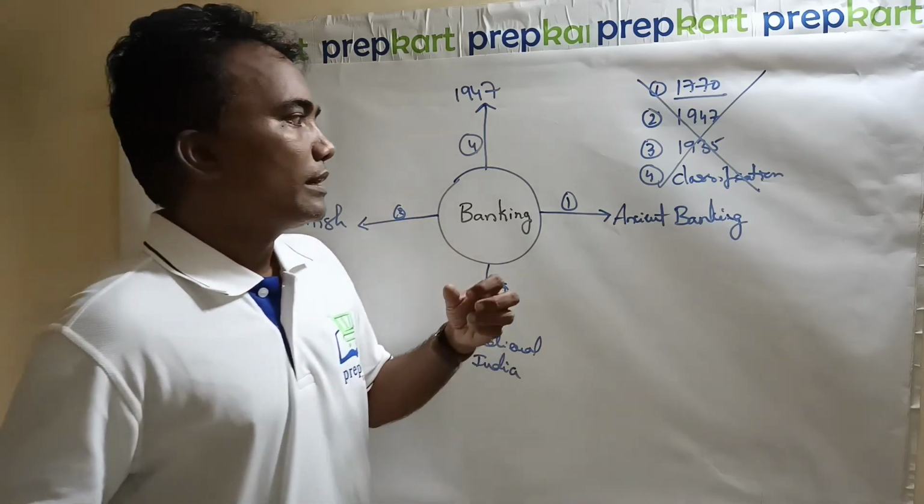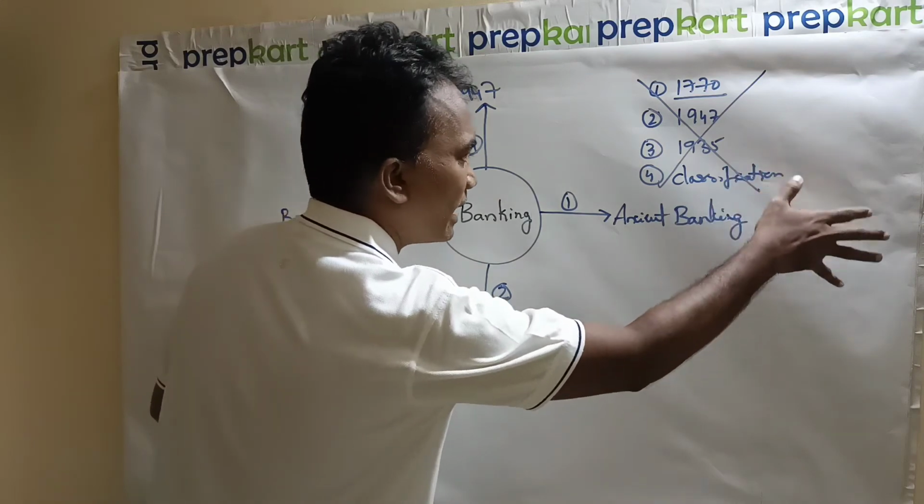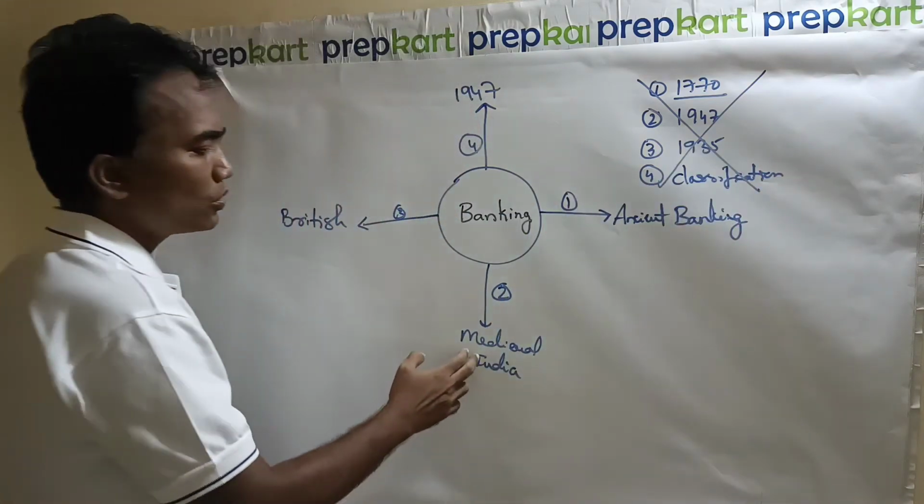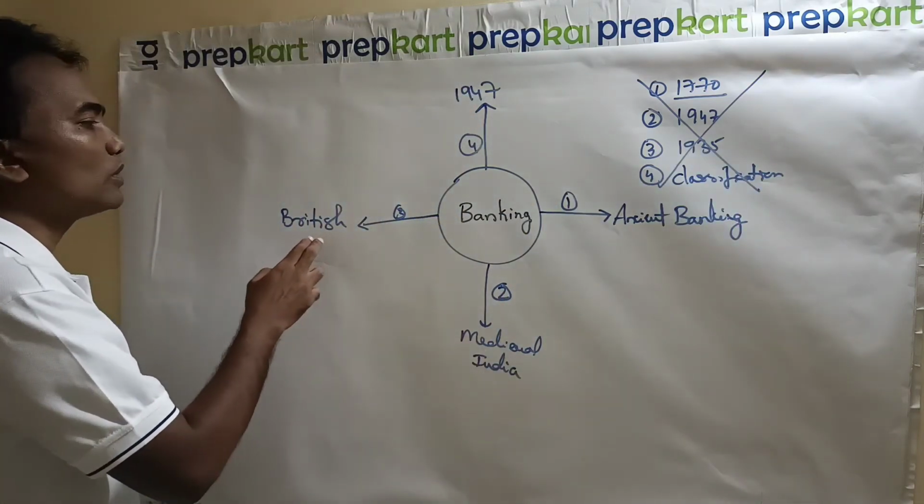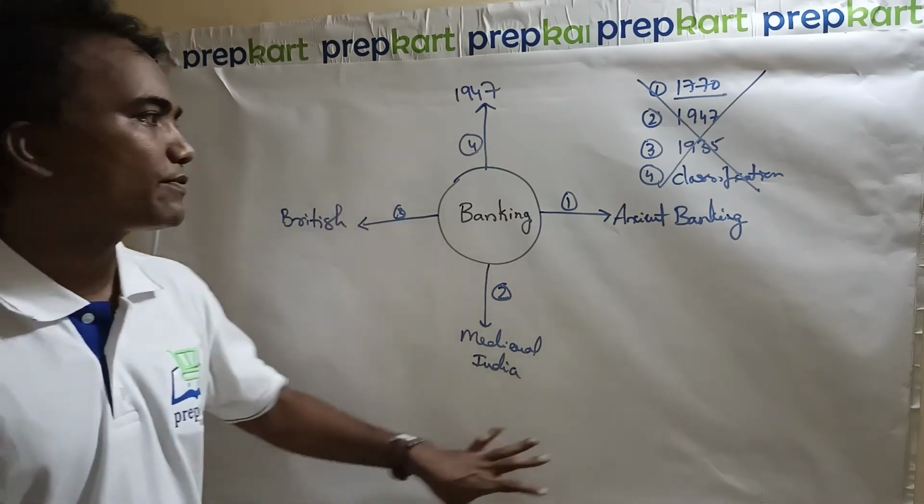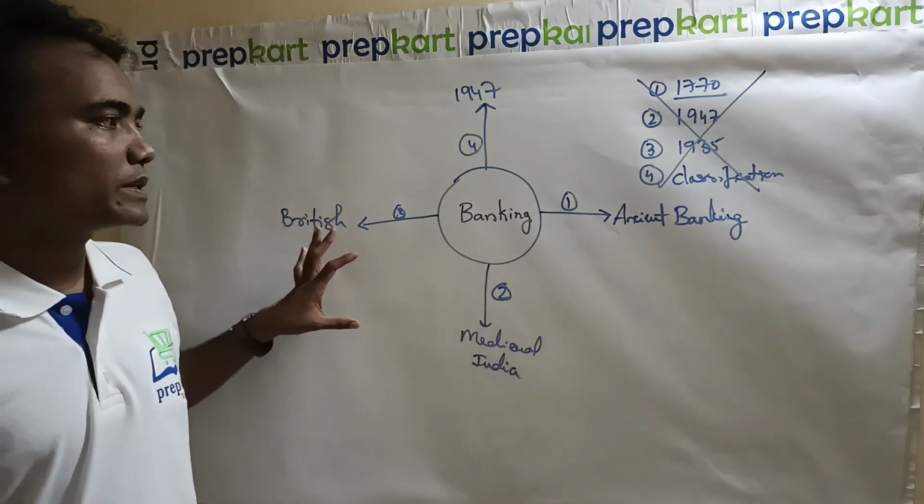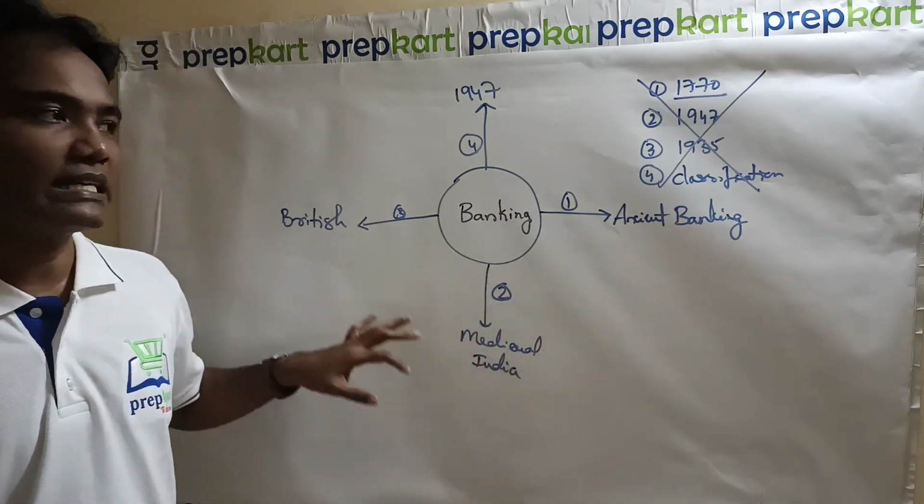So we'll be doing everything related to ancient India banking. Then we'll move on to medieval India. Then we will move on to British India. Then we'll move on to 1947. So in these four phases, you will see so many things which are related to the economy as a whole.